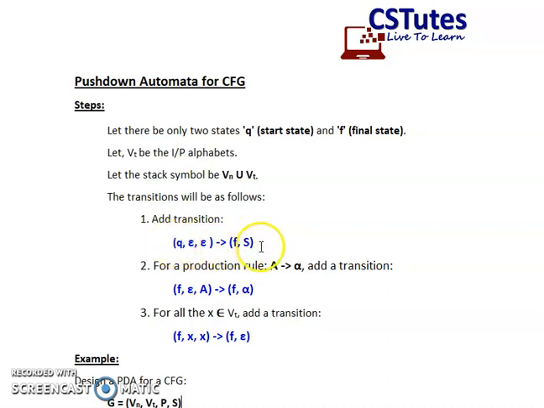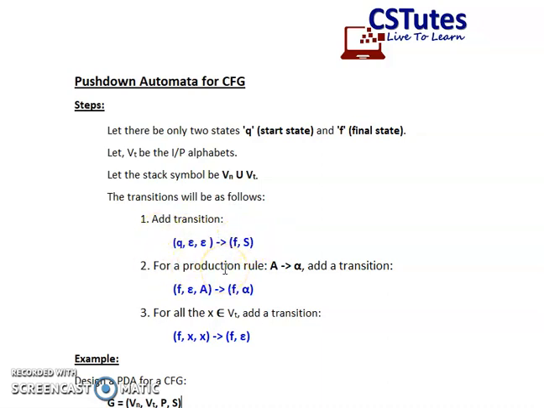So the first transition you need to add is like this, in which Q is your initial state and F is your final state, and for the input as empty and stack also as empty, you are going to push an element that is the start symbol of your context-free grammar.